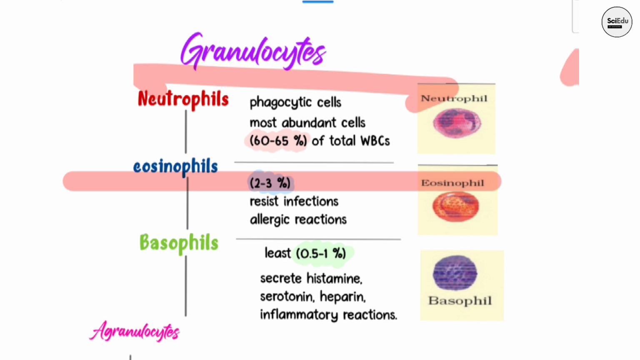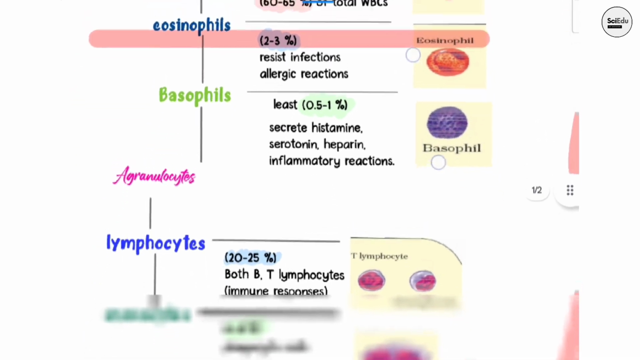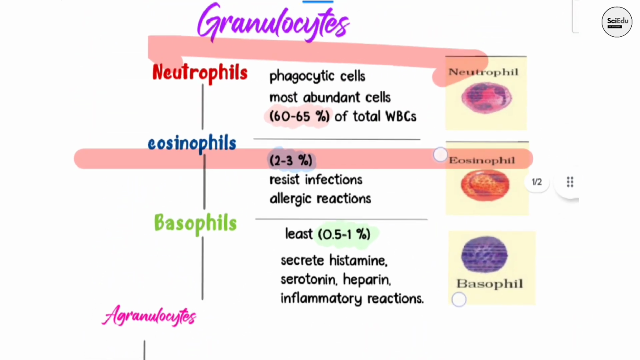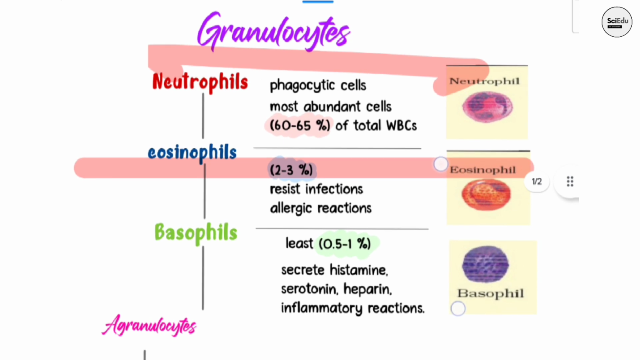Neutrophils are the most abundant cells, 60 to 65%, of the total WBCs, and basophils are the least, 0.5 to 1%, among them. Neutrophils and monocytes, 6 to 8%, are cells which destroy foreign organisms entering the body. Basophils secrete histamine, serotonin, heparin, etc. and are involved in inflammatory reactions.